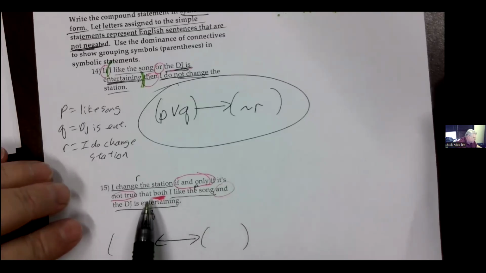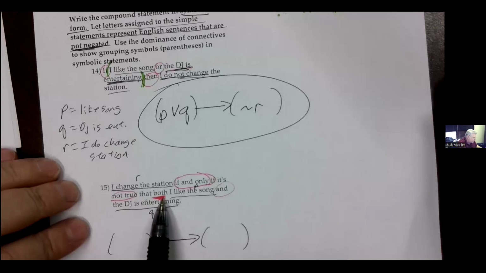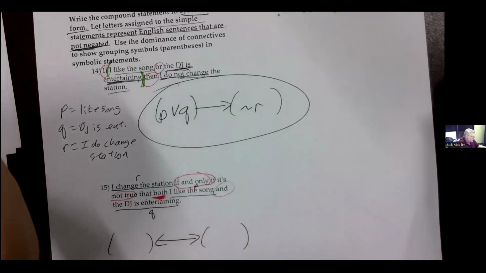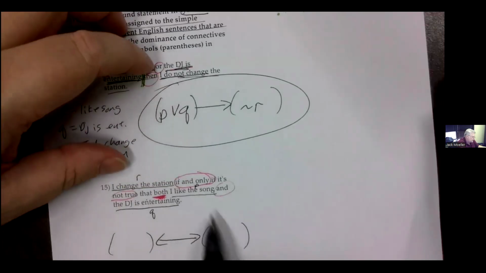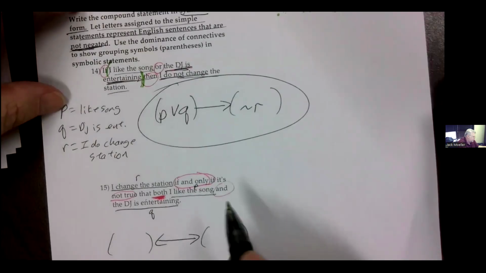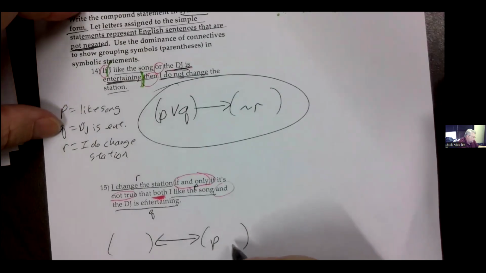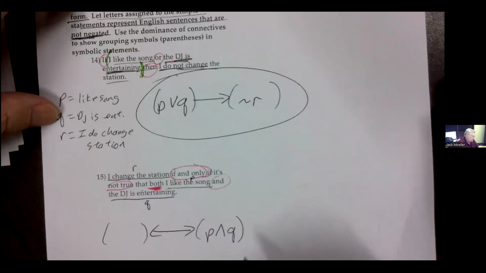And so both I like the song and the DJ is entertaining. Okay. So that both tells me that those are connected. They need to be inside of parentheses. Okay. And it's after the if and only if, so it's going to be on the right hand side. I like the song, which is P. And the DJ is entertaining. So and Q.